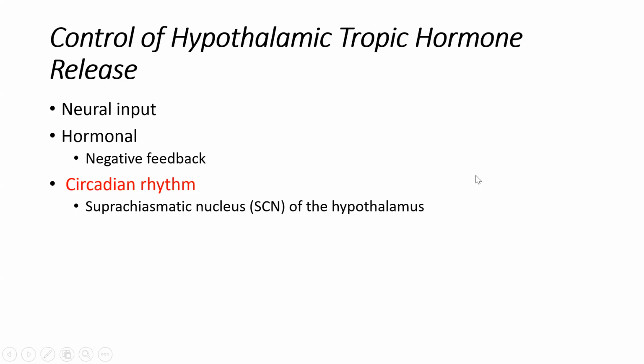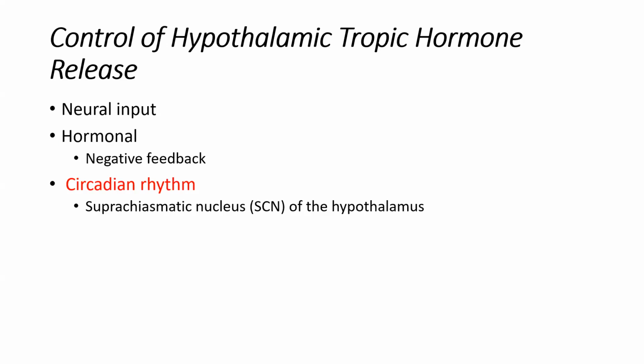Okay, now the second part of this is understanding what controls or what regulates this hypothalamic tropic hormone release. So there are three different factors that can control whether or not the tropic hormones are released from the hypothalamus. The first one is neural input. So we've got different nerves that are feeding into the hypothalamus from other areas of the brain. Remember, the hypothalamus is one of our integrating areas of the brain. So certain autonomic neurons can regulate the hypothalamus to release these hormones.